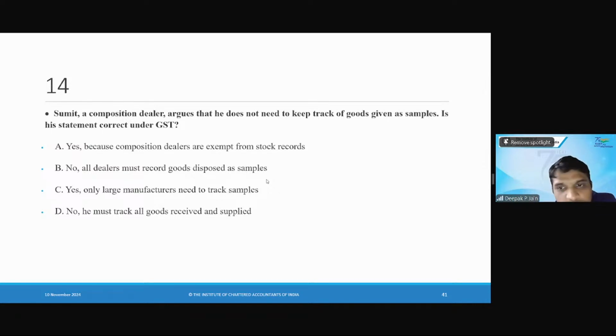First answer is A. Yes, because composition dealers are exempted. So he need not keep track of the goods given as samples. No, because even on his total turnover, tax is applicable. So he will have to maintain, even if he is exempt. Composition dealers are not exempt, right? They are taxable. So A is not the answer.